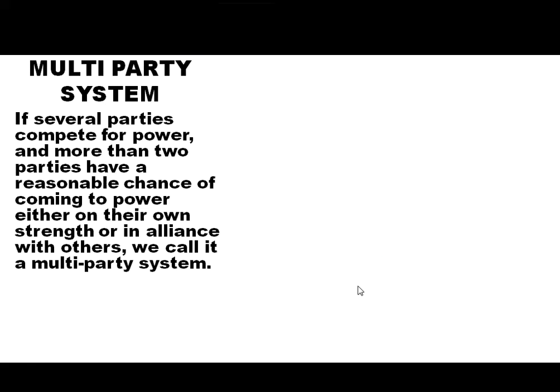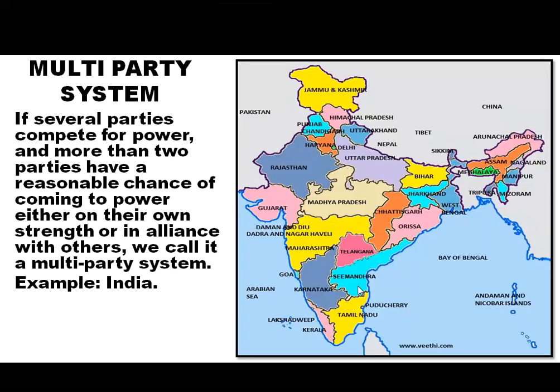Multi-party system. If several parties compete for power and more than two parties have a reasonable chance of coming to power either on their own strength or in alliance with others, we call it a multi-party system. The best example is India, and France also follows a multi-party system.